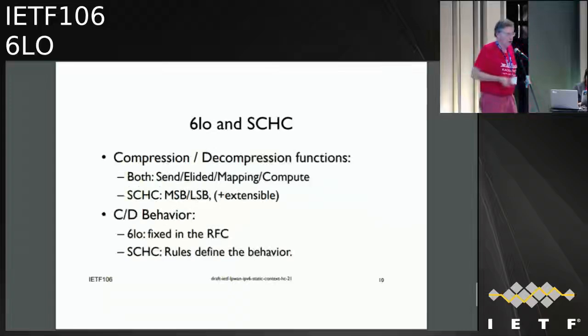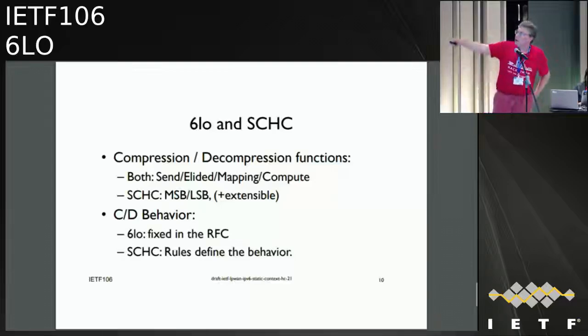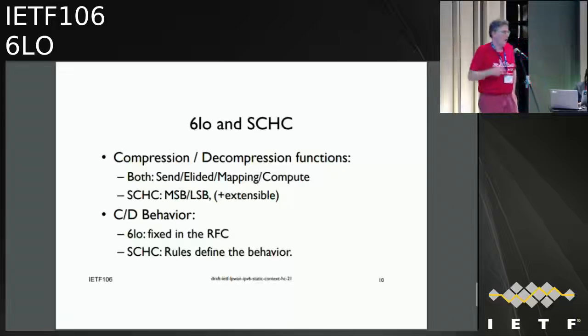For compression and decompression actions, they are also quite similar to 6LoWPAN. We have send, elided, mapping, and compute. They are not exactly the same names, but they are similar. And in SCHC, we also have MSB and LSB. In UDP you can do it in 6LoWPAN, but it's more generic in SCHC, and it can be extensible. If you want, you can add new compression and decompression actions. In 6LoWPAN, it is the RFC that fixes how you apply the compression to the IPv6 header. In SCHC, it is the rule that defines the behavior, and you select one of the actions.